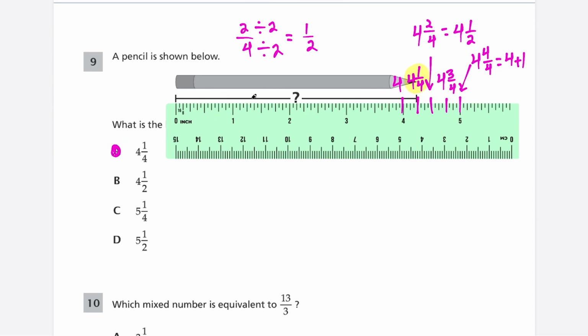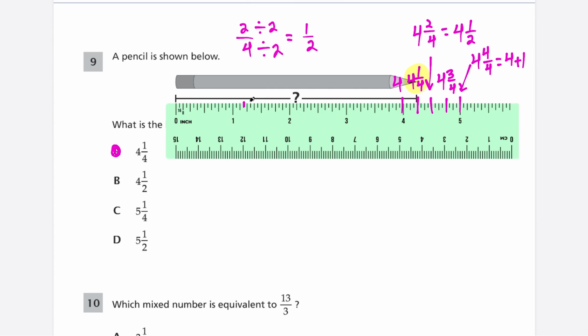If I had to break this up into smaller pieces, let's say I want to know what is the value of this notch here on the ruler. Well, I'm going to jump from 1 to 2, but I'm going to count by the small spaces. There's 1, 2, 3, 4, 5, 6, 7, 8, 9, 10, 11, 12, 13, 14, 15, 16.